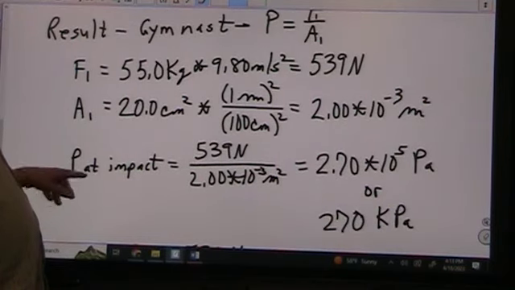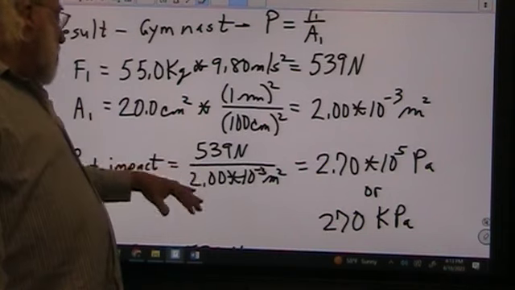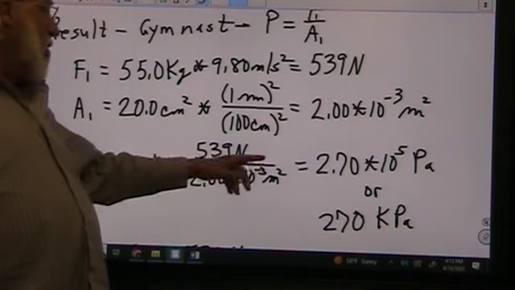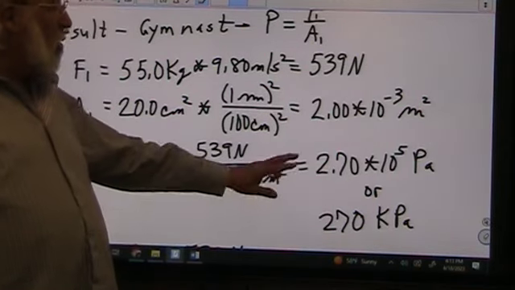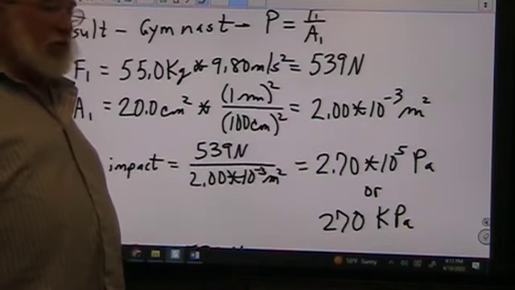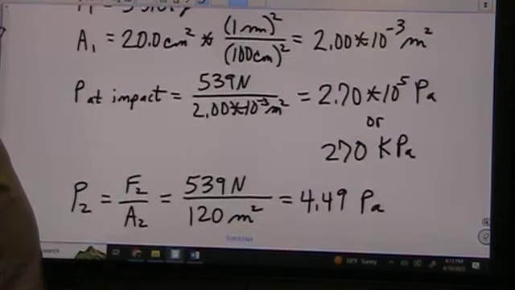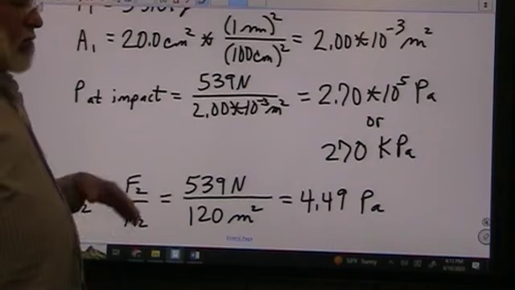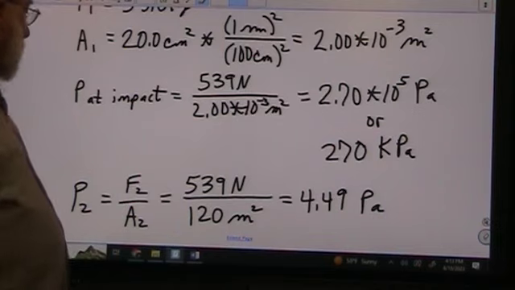The pressure at impact is her weight, force, divided by the area of her hand. That, and we get 2.70 times 10 to the 5th pascals, or 270 kilopascals, about 3 times the pressure, or 3 times the force, or air pressure that is being dealt to the floor before she makes that impact.